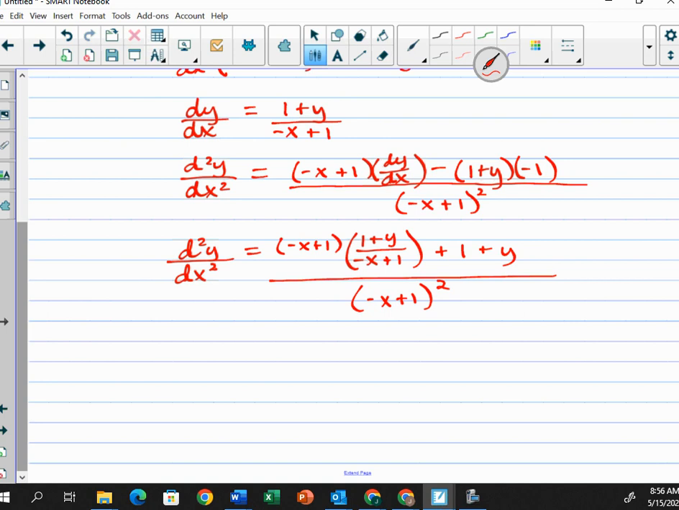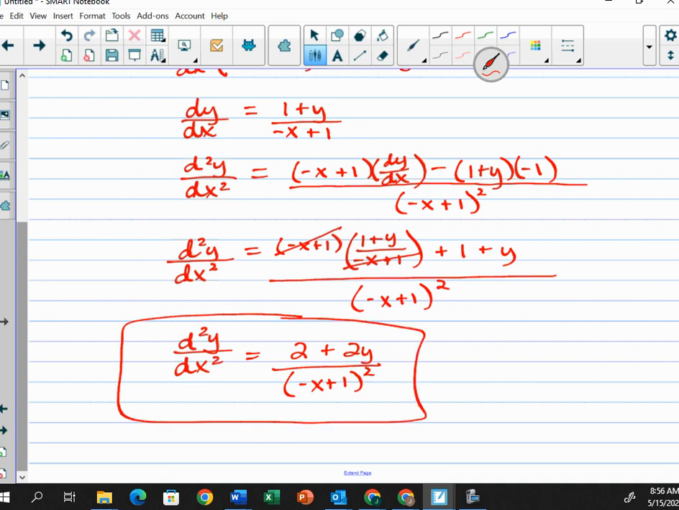What happens in that first fraction? Do you see the canceling that's going to happen? Okay. So I have 1 plus y plus 1 plus y. So what do I really have? 2 plus 2y. So I've got 2 plus 2y over this thing squared, and you are done. So it gets real ugly, and then it's fine.